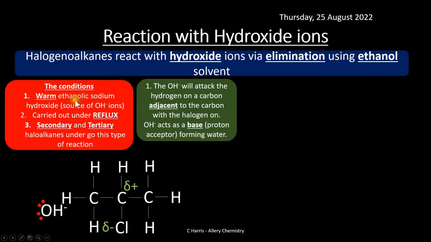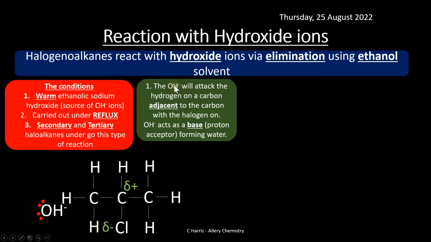Okay, so that's all we're doing. We're just changing what we're dissolving the sodium hydroxide in. So we're going to dissolve this in ethanol instead. That will give us the source of OH minus ions. It's carried out under reflux, just as before, but this time secondary and tertiary halogenoalkanes undergo this type of reaction. So primary ones don't. So the only thing we've changed is the condition. So make sure you're aware of that.